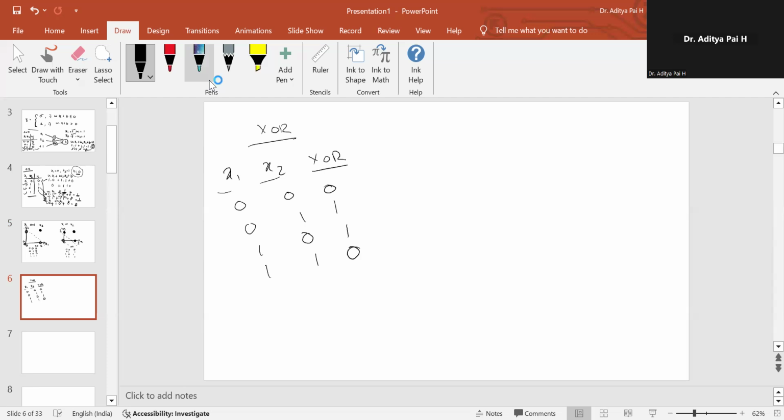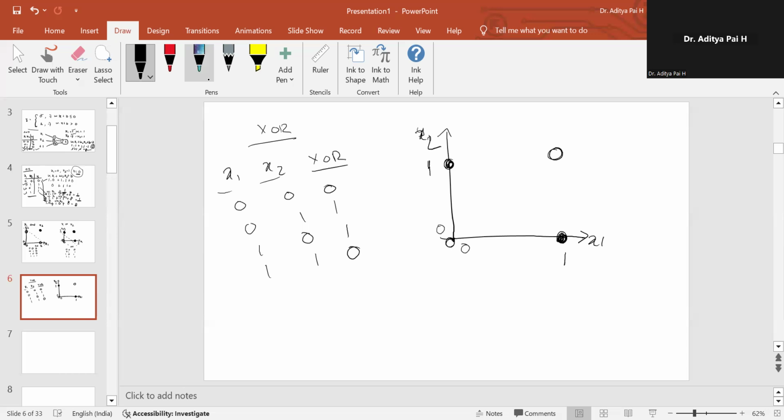Even if you want to, the graph for this will be slightly complicated. This is my graph for XOR, with x1 and x2. Even if one of the inputs is 1, that is, if either x1 is 1 or x2 is 1, the output is 1 only. But if both inputs are 0, then it is 0, and if both inputs are 1, still it is 0. So it becomes slightly confusing where I should put the line, because below this it is 0 and above this it is also 0.